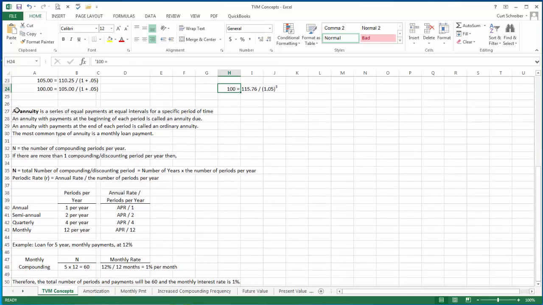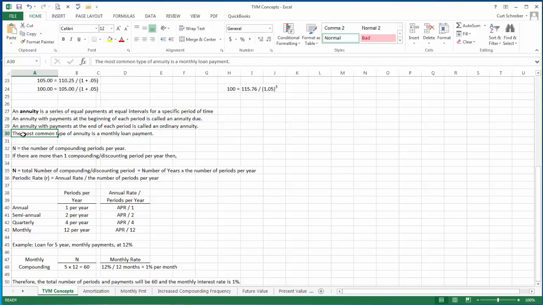Continuing on, the next concept that we want to talk about is something called an annuity. An annuity is a series of equal payments at equal intervals for a specific period of time. An annuity payment that starts at the beginning of each period is called an annuity due. Annuity payments that begin at the end of each period are called an ordinary annuity.